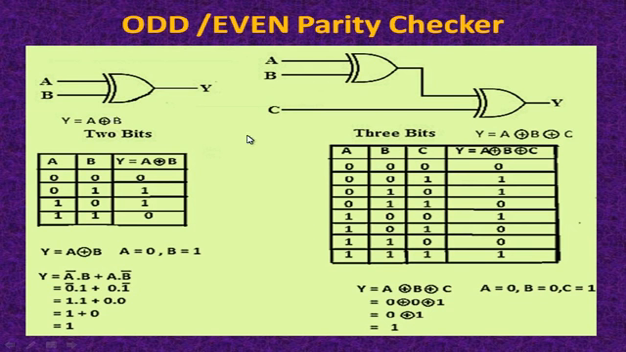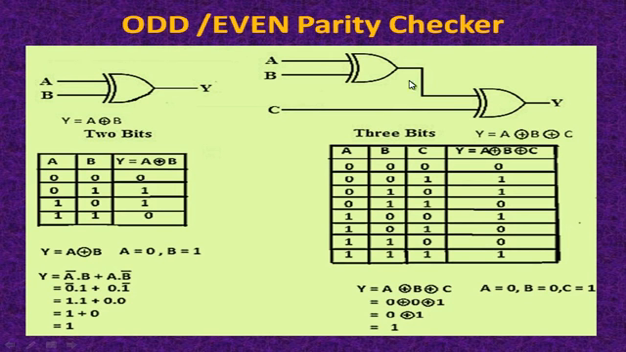So we can construct a 3-input XOR gate by using 2-input XOR gates. This is the first 2-input XOR gate and this is the second 2-input XOR gate. We can give the output of the upper XOR gate to the lower XOR gate as one of the inputs, and the other input is the third input. So the equation is A XOR B XOR C.